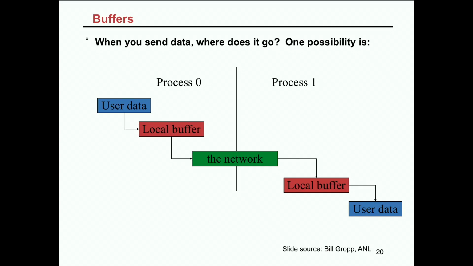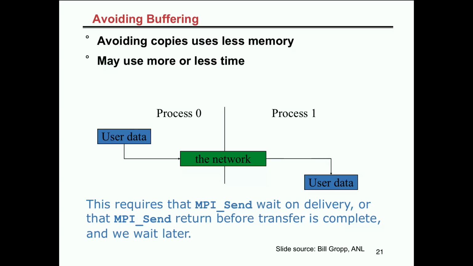One of them is you can basically move your user data to your local buffer and then continue your program. And then the MPI will move that data from that local buffer into the network somehow under the covers while your program is still continuing. Or you can basically wait until the data directly from your user space has finished moving along the network.